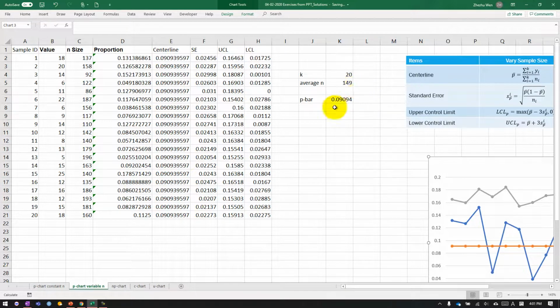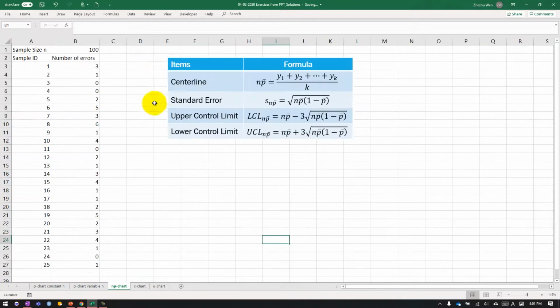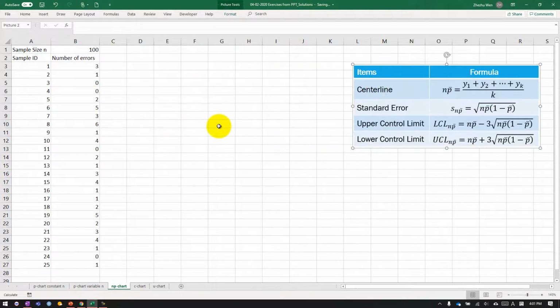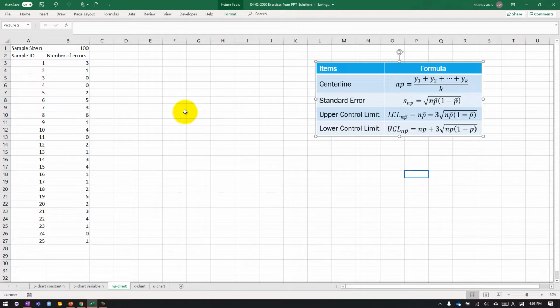Okay, so I'm going to move on to the NP chart. With the NP chart, remember that we are plotting what? We are plotting the control chart based on the count number of errors. So for that, I'm going to write down the key information first. K is what? K is here, 25 observations. In each observation, you have a sample size of 100. How do you know it? It's right here, sample size n.